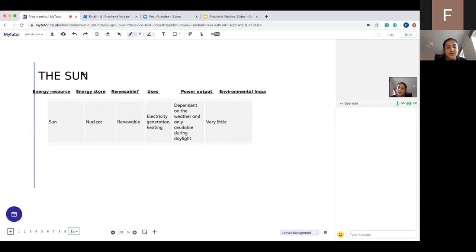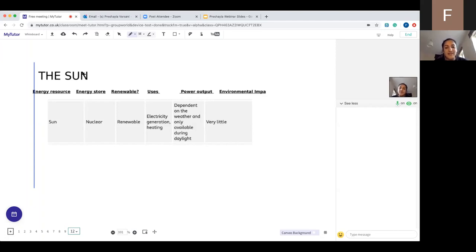The sun, so this is all about solar panels and the radiation that comes from the sun, which is a nuclear energy store. Renewable, we're always going to have our sun. We can use our sun just as much as the sun is created. Power output depends really on the weather, so it's only available during daylight.